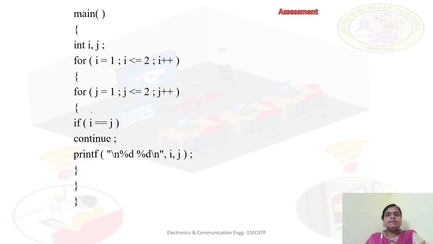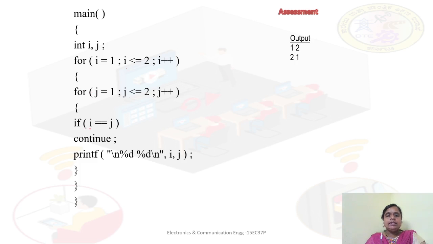Here is one simple example. What is happening here? We are going to initialize two variables, i and j. Here i is initialized to the value of 1, and this is a test expression: your loop should continue until i is less than or equal to 2, and we are incrementing the counter, that is i = i + 1. And for the inner loop I have taken j, with the same conditions.